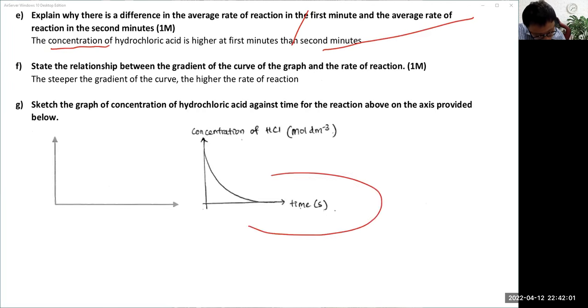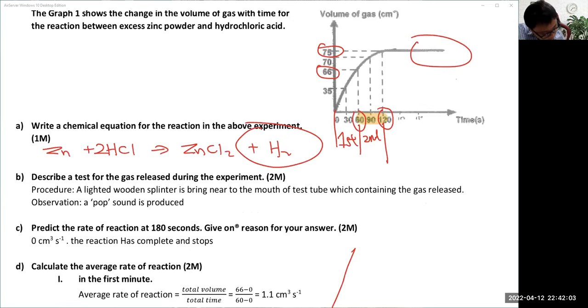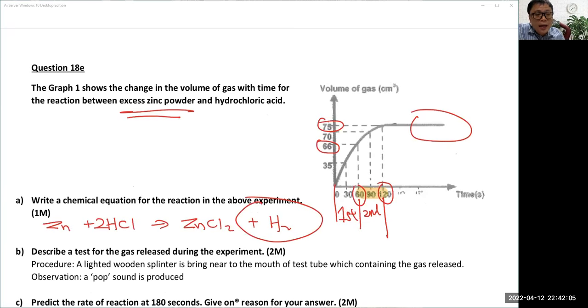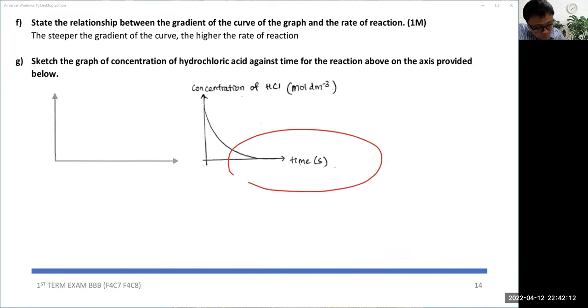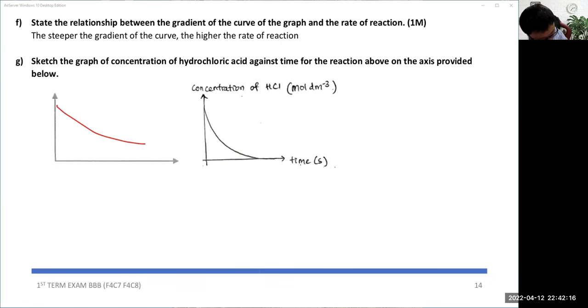Now, whether you drop until zero or not will depend on which one is in excess. We check here. Can you see? Excess is zinc powder, so my acid will be finished. If excess is hydrochloric acid, your graph won't drop to zero. Your graph maybe will drop to here; we still have some excess here. So you have to look at the question to see which one is the correct answer.